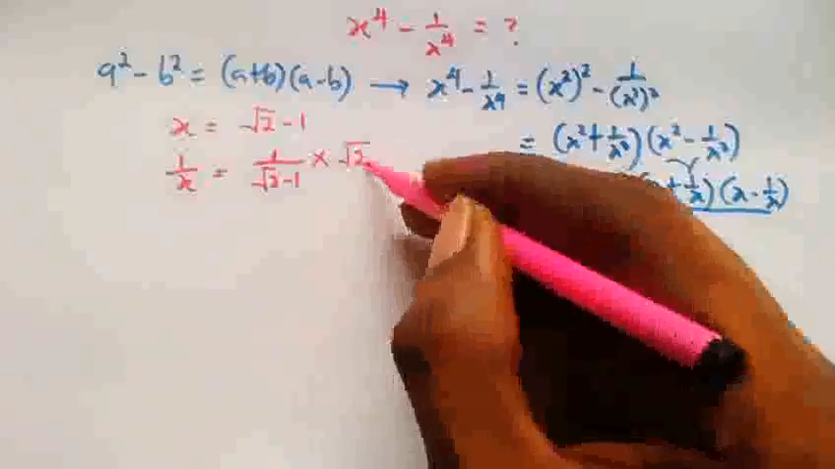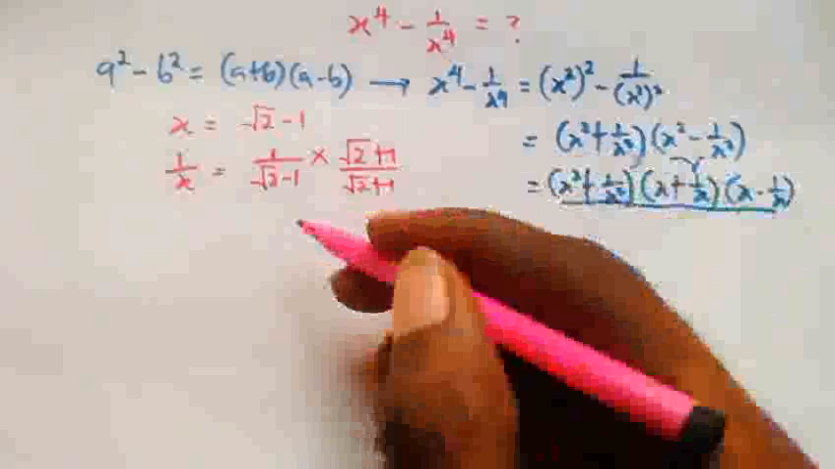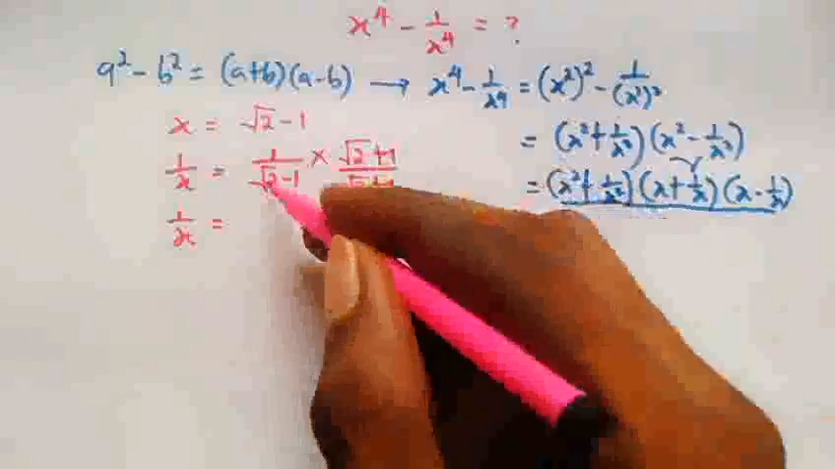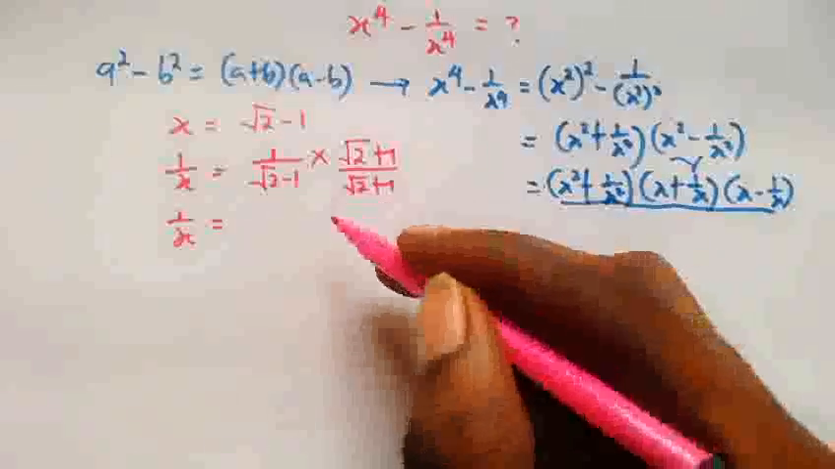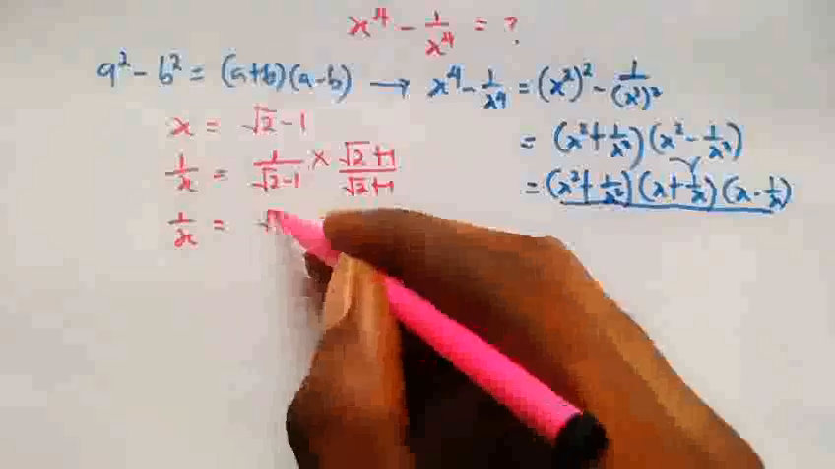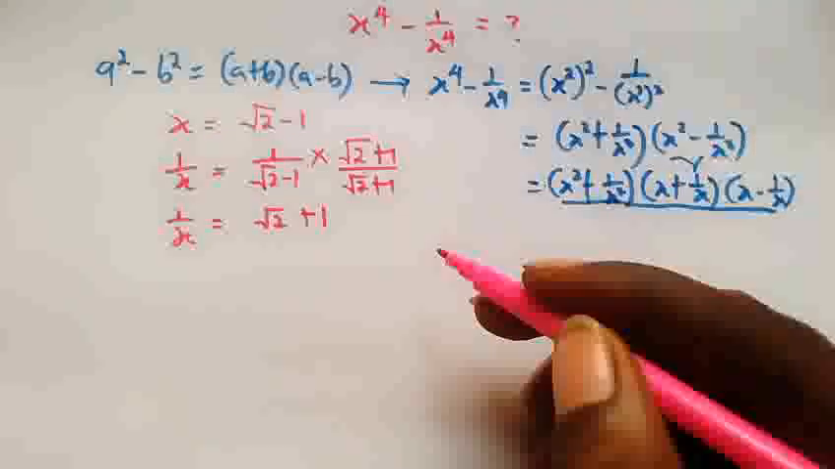we have square root of 2 plus 1 all over square root of 2 plus 1. So from here we get 1 all over x is equal to square root of 2 minus 1 times square root of 2 plus 1, which is going to give us 1 if you use the difference of two squares formula here. So we just have the signs changing, 2 minus 1.